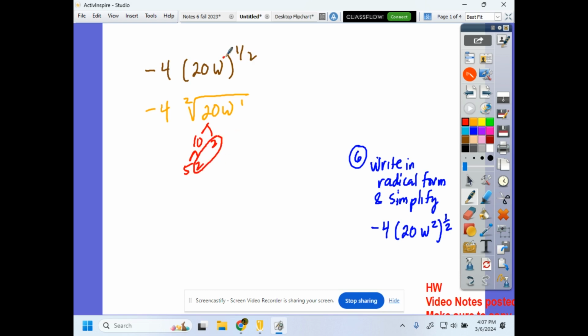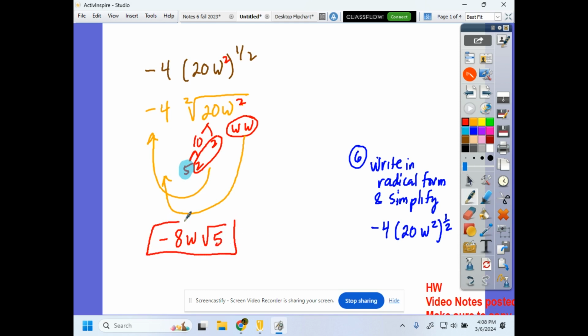Oh, there's a squared here. I forgot. There's a squared here. This is squared also. And there are two W's here. So therefore, a 2 will come out to join negative 4. A W will come out to join them. So it becomes now negative 8W square root of the ungrouped one, which is 5. So I'll put a 5 here. And that's the answer. I hope you learned something. As always, kaboom.